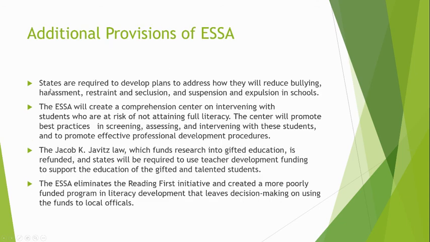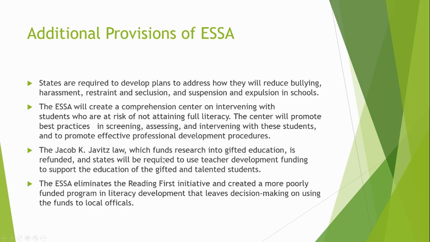Okay, so additional provisions: states are required to develop plans to address how they will reduce bullying, harassment, restraint, seclusion, suspension, and expulsion. And we'll also create a comprehension center on intervening with students who are not attaining full literacy. The center will promote best practices in screening, assessing, and intervening with students.